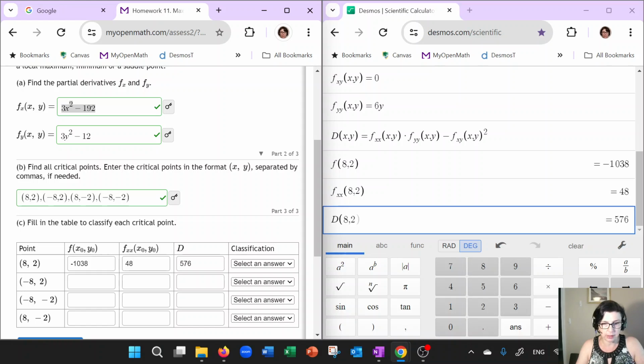Now, to classify that, the second derivative test is this. If D is positive, look at the sign of fxx. If it is positive, it's a minimum. So it's like the opposite. So this is a minimum.